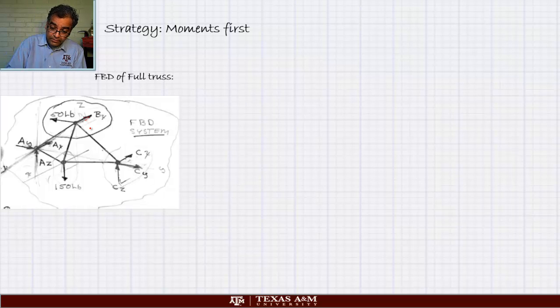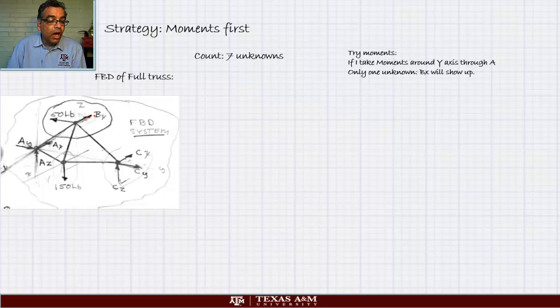Now comes the strategy. First thing is we count how many unknowns. There's 3 here. There's 3 more there. And there's 1 there. So there are 7 unknowns. So that means I will not be able to solve for all 7. Not the end of the world. It just means I will have to actually break up this truss one way or the other before I can solve for everything. Okay.